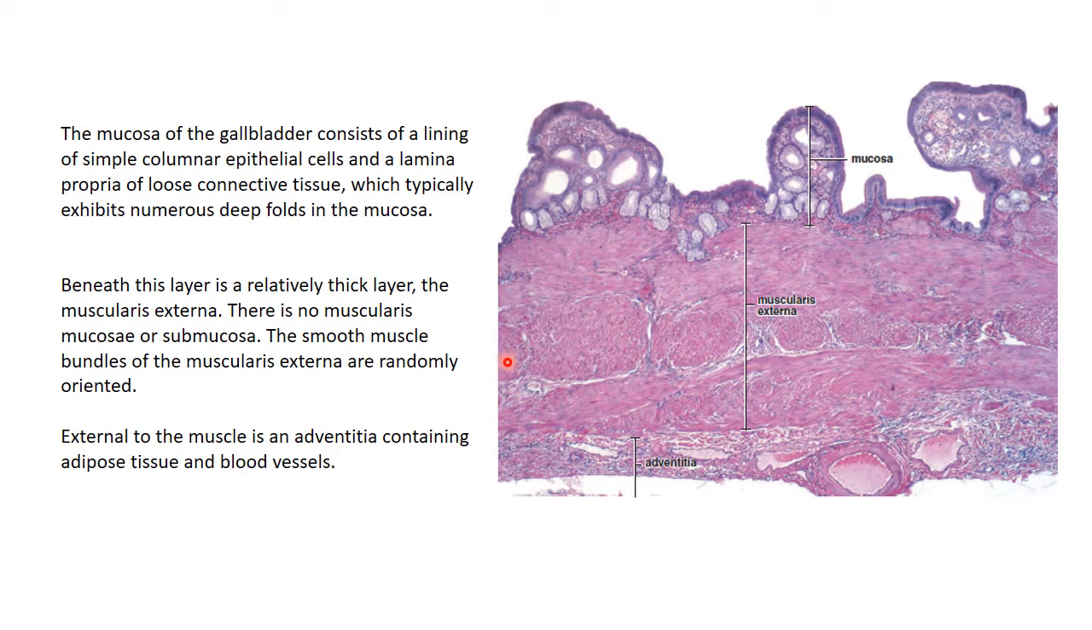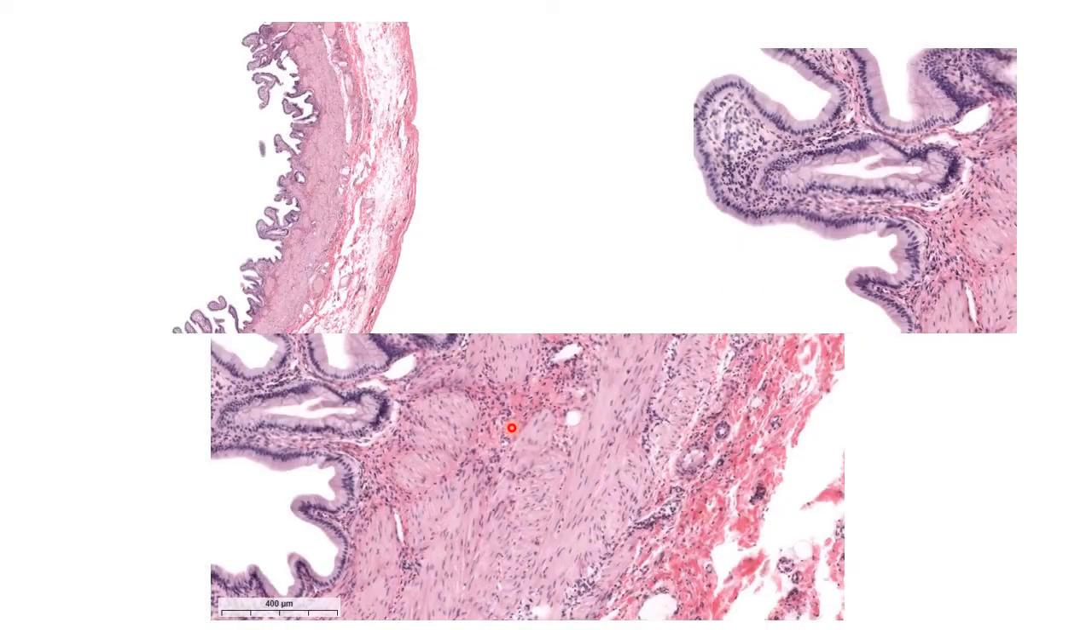And as we said, the main function of the gallbladder is to store bile produced by the liver. It also serves to concentrate the bile through reabsorption of large quantities of water and mineral salts through its mucosal layer, and emptying the concentrated bile into the common bile duct.